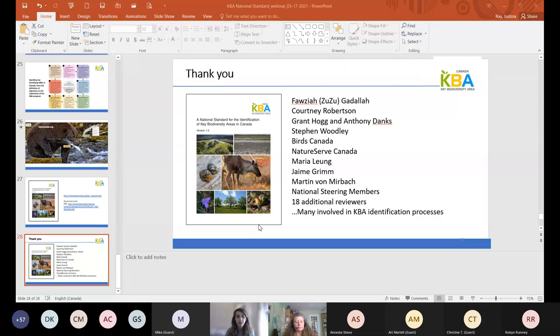So I'll start us off, Justina. How will national versus global KBAs be treated in the conservation landscape in Canada, do you think? Will they be viewed differently when we're doing conservation planning or considering meeting our biodiversity targets?